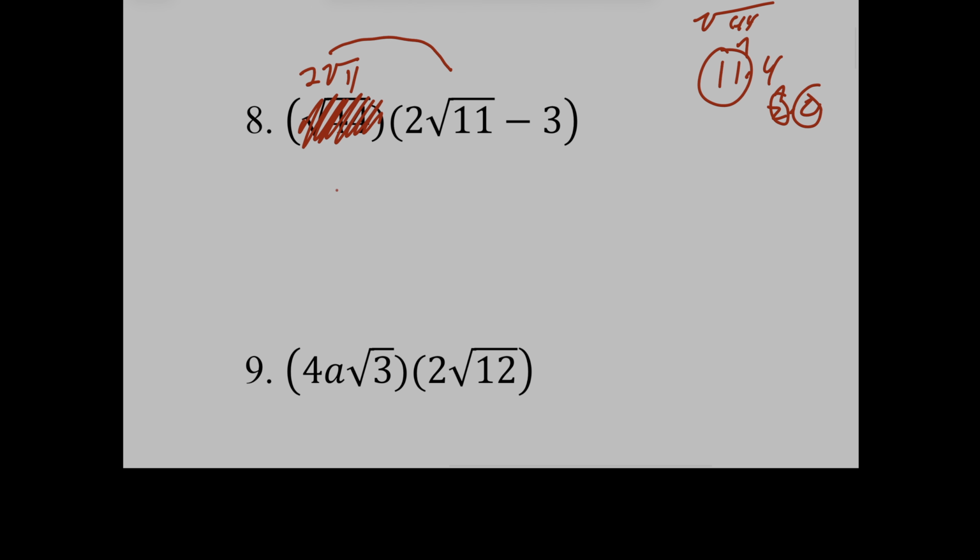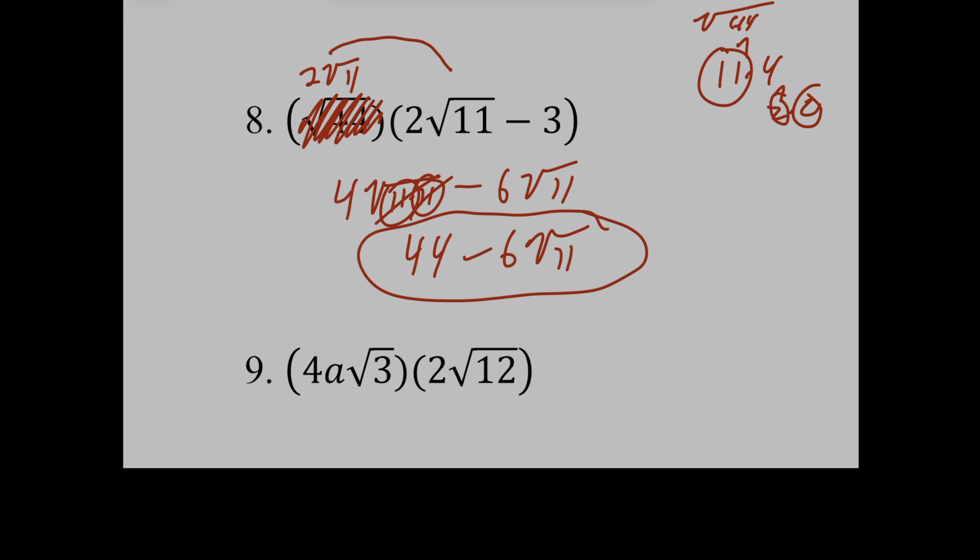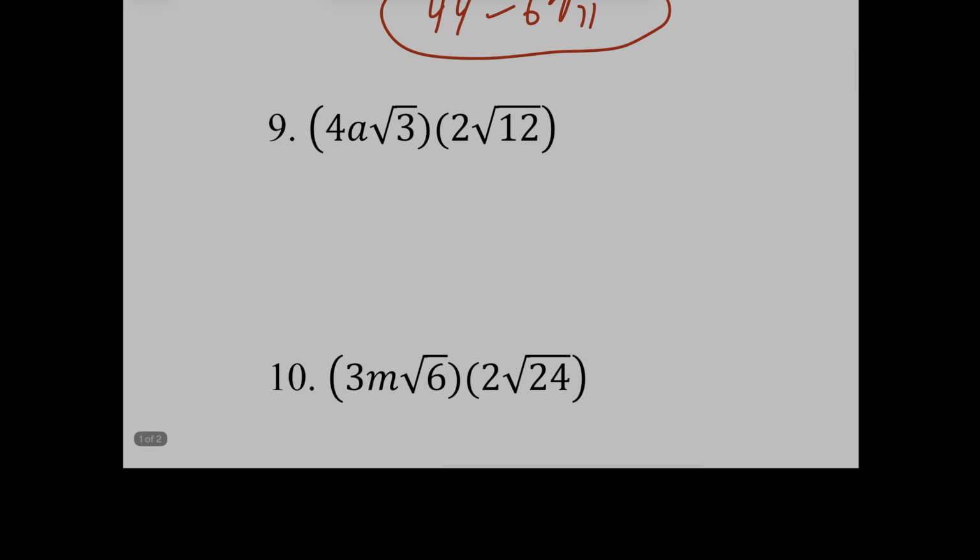Multiply it by the first, and I'm going to get 4 square root of, I'm just going to write 11 times 11. It's 121, but I'll just do that. Minus 2 times 3 is 6, root 11. Once I pull the 11s out, right, this is just going to become a 44 minus 6, root 11. Okay, if I'm going too fast, hit the pause button, watch what I'm doing, okay?